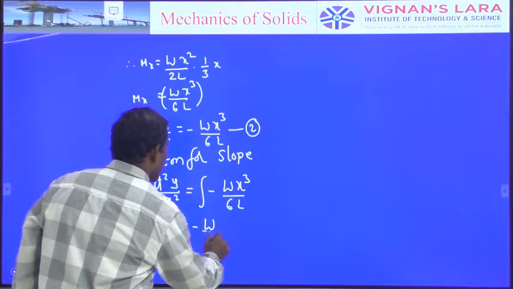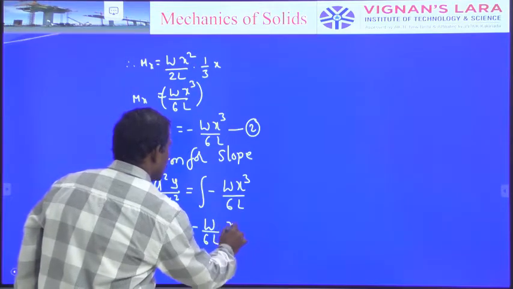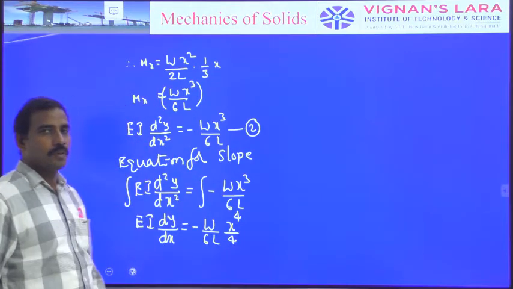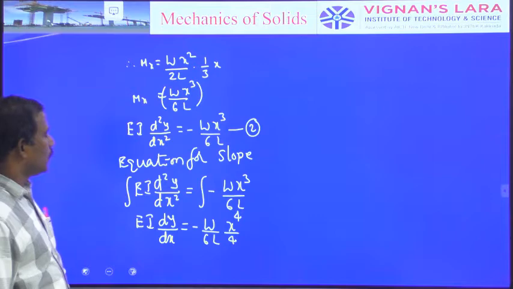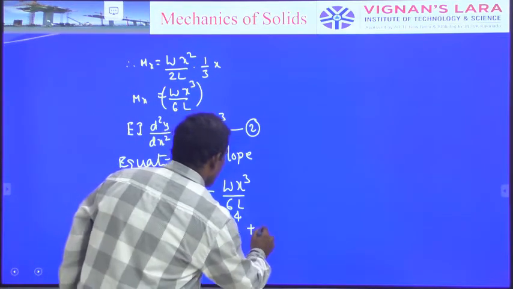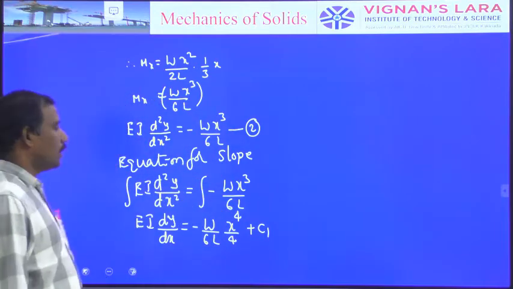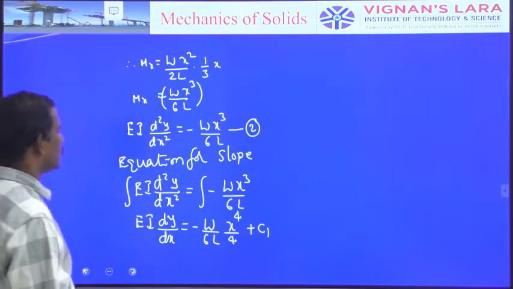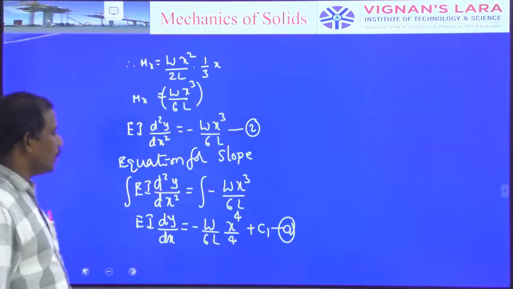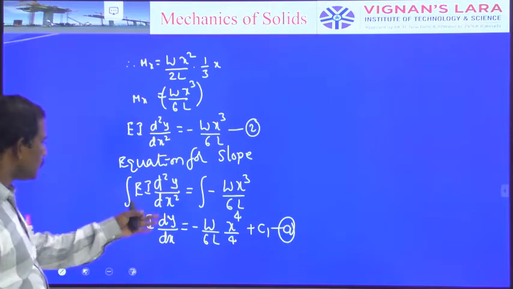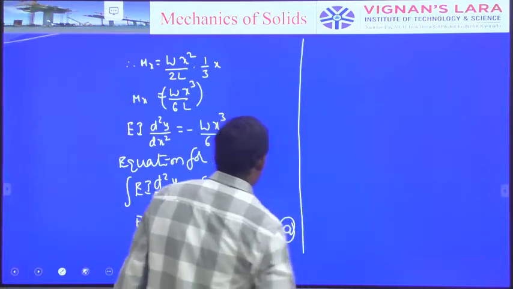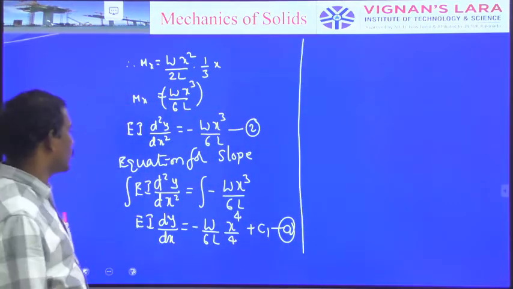So W by 6L is constant, so x power 4 by 4. As we know, integral of x power n dx is equal to x power n plus 1 by n plus 1, and there is a constant of integration. Say equation number A. In equation number A, we have to find out the C1 value.